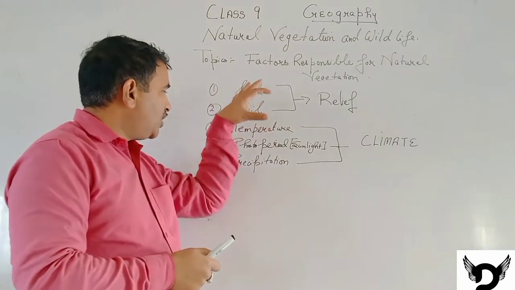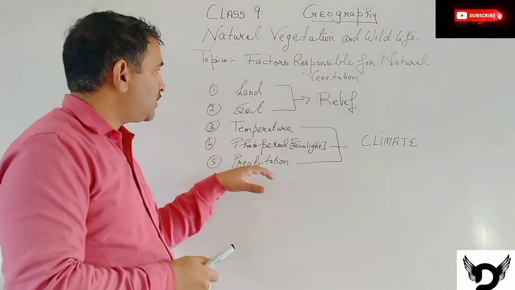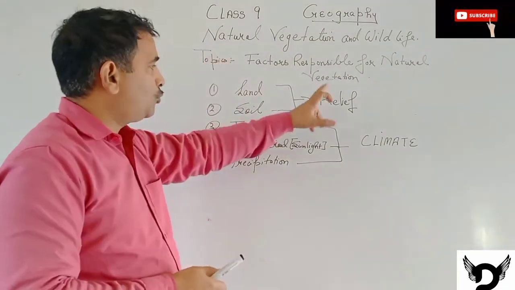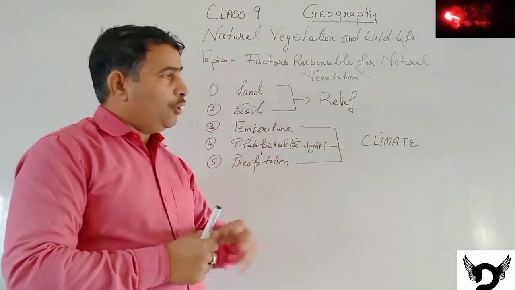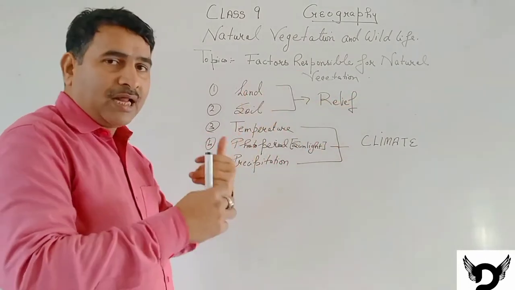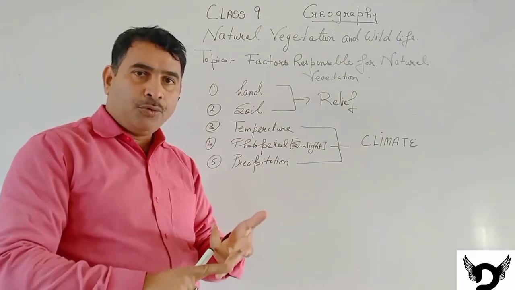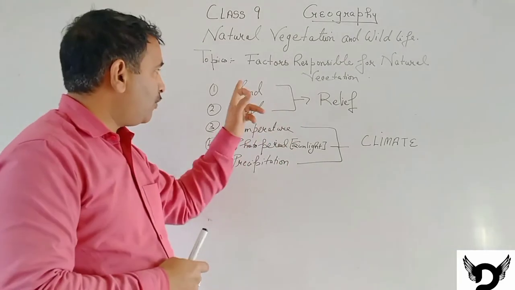These factors are categorized into 5 types, and broadly they are categorized into 2 types: relief and climate. Relief means the nature of landforms. You have seen in the last chapter that landforms are like deserts, plains, plateaus, mountains. So these types of land are there.